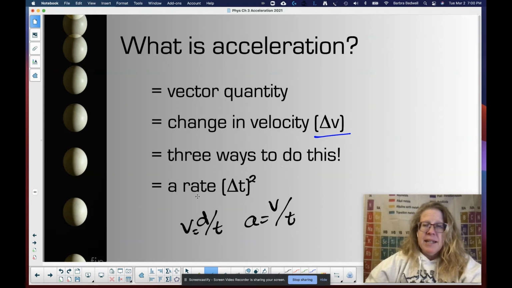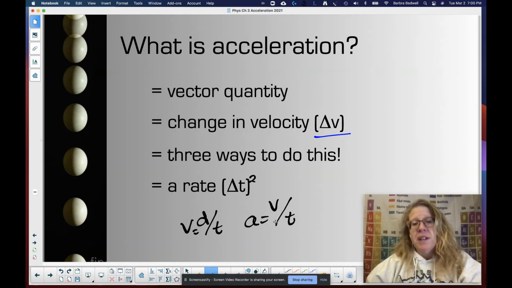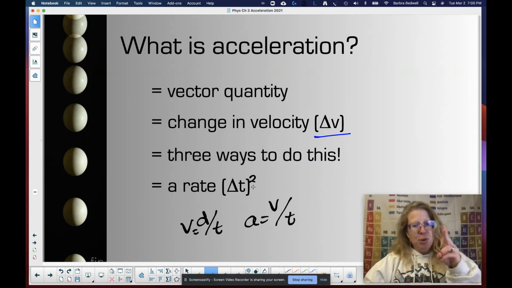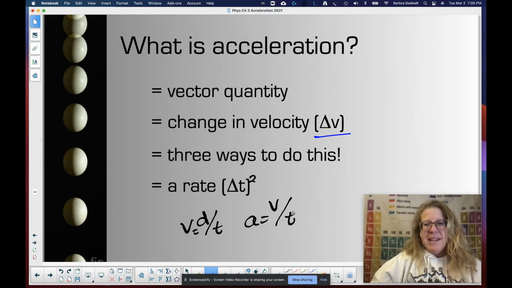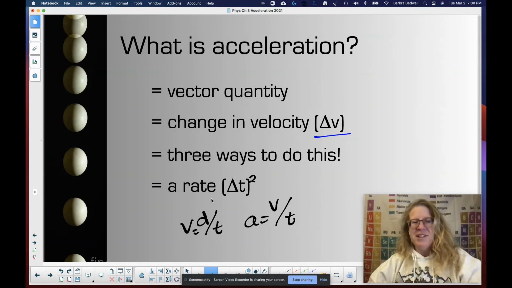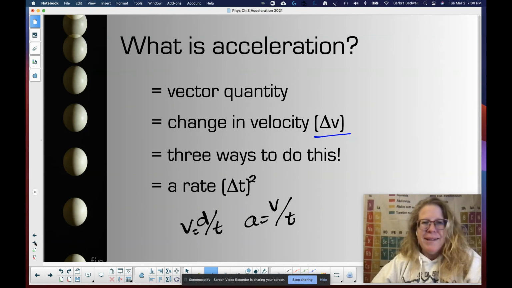Keep in mind that acceleration is a rate, just like velocity is a rate. It's a rate of a rate, actually. If velocity is the rate of change in position, then acceleration is the rate of change of velocity. It's also a rate squared because it's at 2 levels of a rate. I know that sounds kind of weird to say, but it's doubly so. You've got 2 different layers removed from position: position to velocity and then velocity to acceleration. So all of those are things that we know about acceleration.